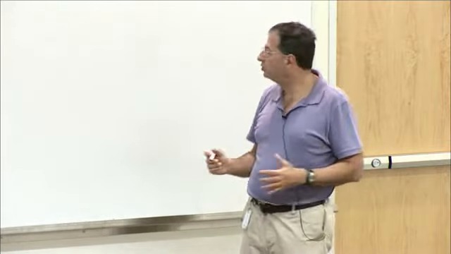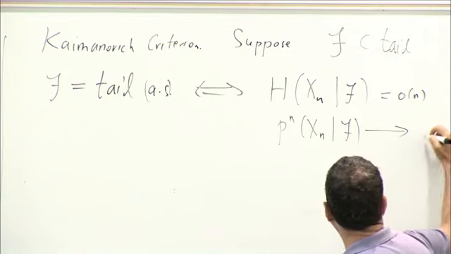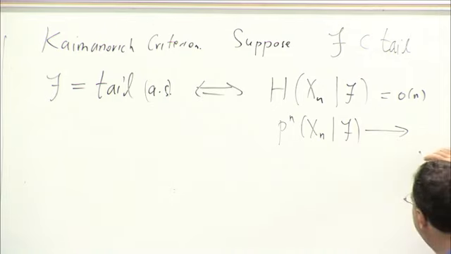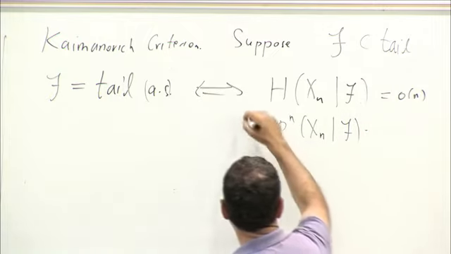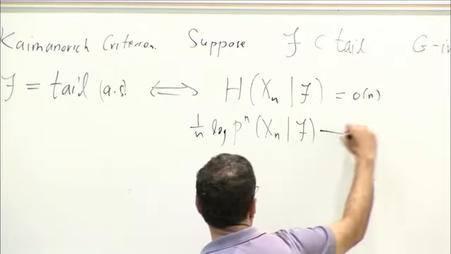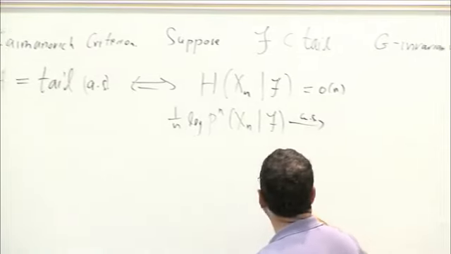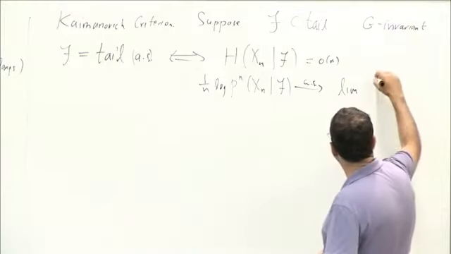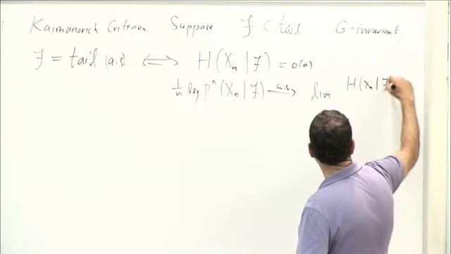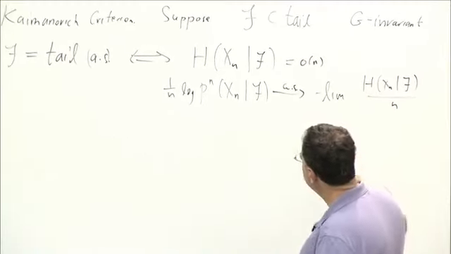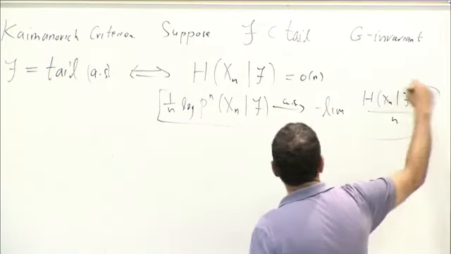So this is an abstract criterion. The problem is, how to apply it. So how did Anna apply it in dimension 5? Let me also say that if you take the probability P_n of X_n given F, then 1 over n times the log of this converges almost surely to this limit of the normalized entropy. That's just a technical point you can ignore.